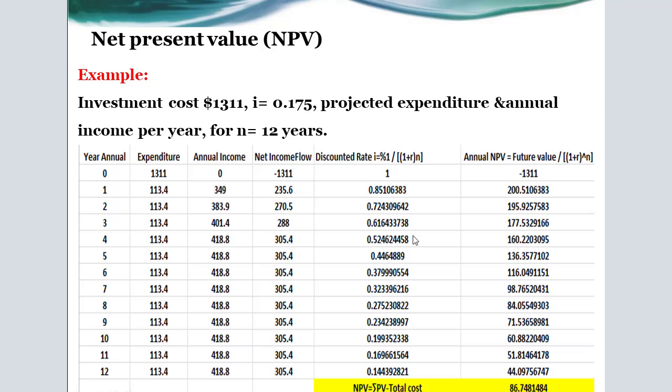This is the simple idea about the calculation of net present value by using the Excel sheet. The Excel sheet is very important in calculating all the values of net present value, and this example is from my previous calculation.